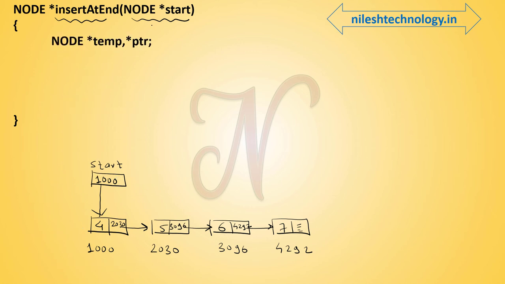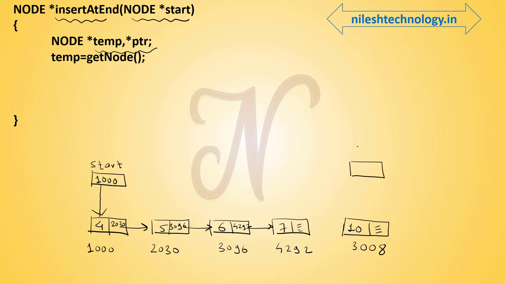See my first line: node star temp ptr. Here we declare some pointer variables. Next, temp equal to get node. By using the get node function we create a new node. For example, if you create a node here, accept one number from the keyboard. For example, your data is 10 and the address is null. This is the address, for example 3008, and this is the temp, which is pointing to this address 3008.